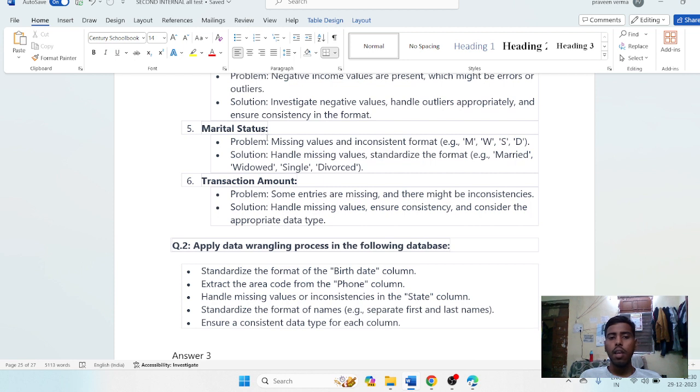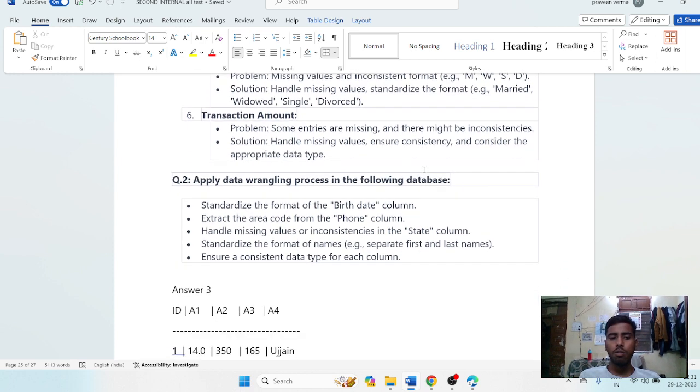Marital status problem. Marital status is the next attribute of this data set. Problem: missing values and inconsistent format. Example: M, W, S, D. Solution: handle missing values, standardize the format. Example: married, widowed, single, divorced. Where M means married, W means widowed, S means single, D means divorced. This is the problem, this is the solution.